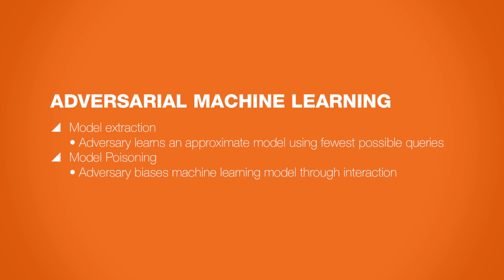As a result, an adversary can learn an approximate model using the fewest possible queries, called model extraction. In model poisoning, attackers can go undetected either by increasing the false negative rate, where attacks are misclassified as normal activity, or by increasing the false positive rate, where attacks get drowned in the sea of noise, which causes the system to shift the baseline activity.